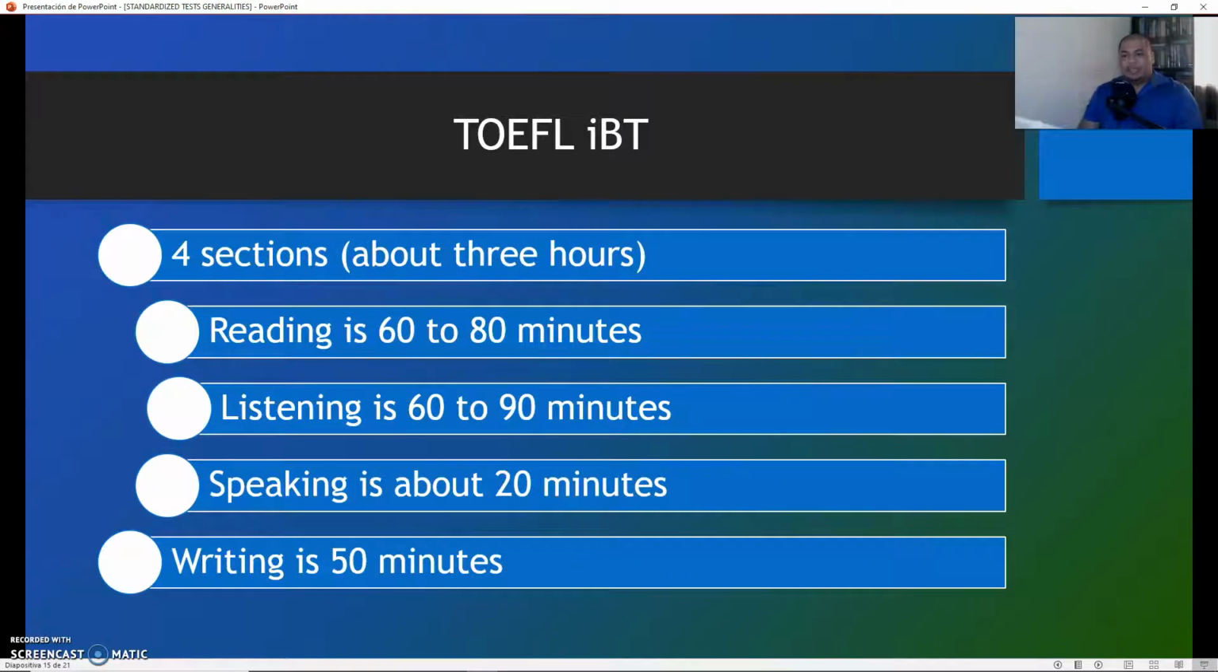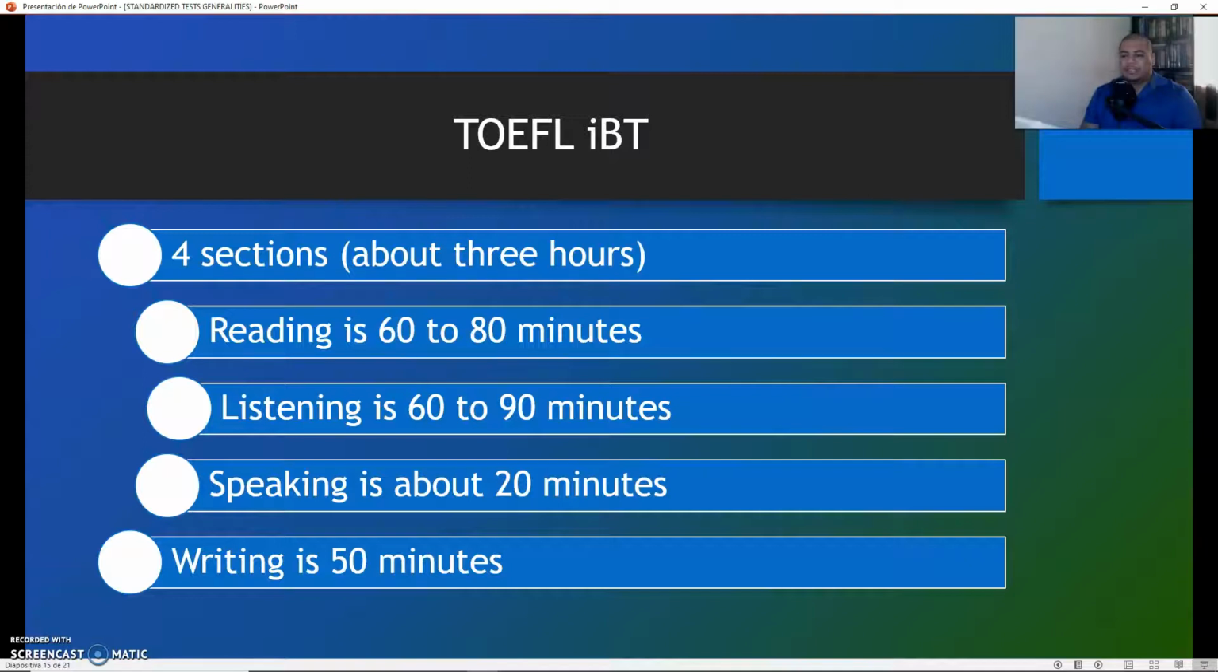This new version, the TOEFL iBT, which is being made here in El Salvador, is 4 sections long. It lasts about 3 hours. The reading is 60 to 80 minutes. The listening is 1 hour to 1.5 hours. And the speaking section is about 20 minutes. And then the writing section is about 50 minutes, almost an hour, right?